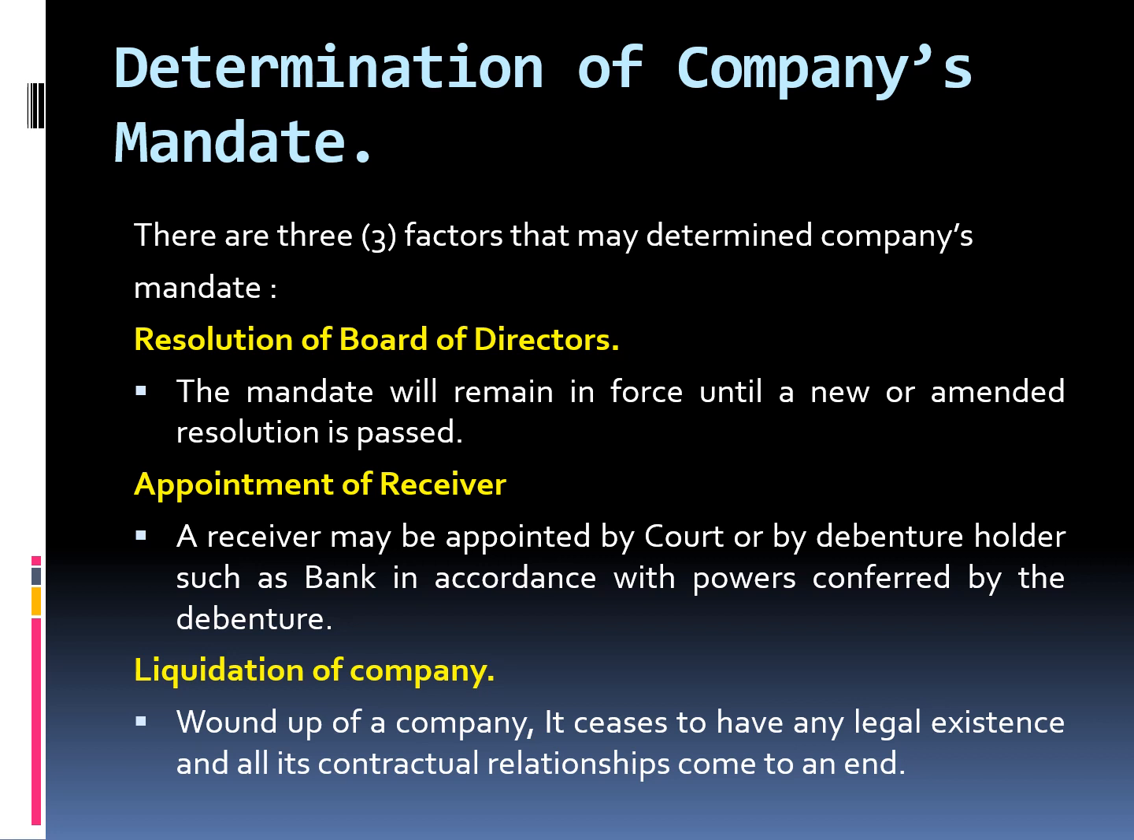Okay. And then the second one is the appointment of receiver. Appointment of receiver ni adalah wakil that appointed by court. Okay. Court mahkamah ataupun by debenture holder such as bank in accordance with powers conferred by the debenture. Okay. So appointment of receiver boleh menentukan juga the company's mandate. And the last one is liquidation of company.